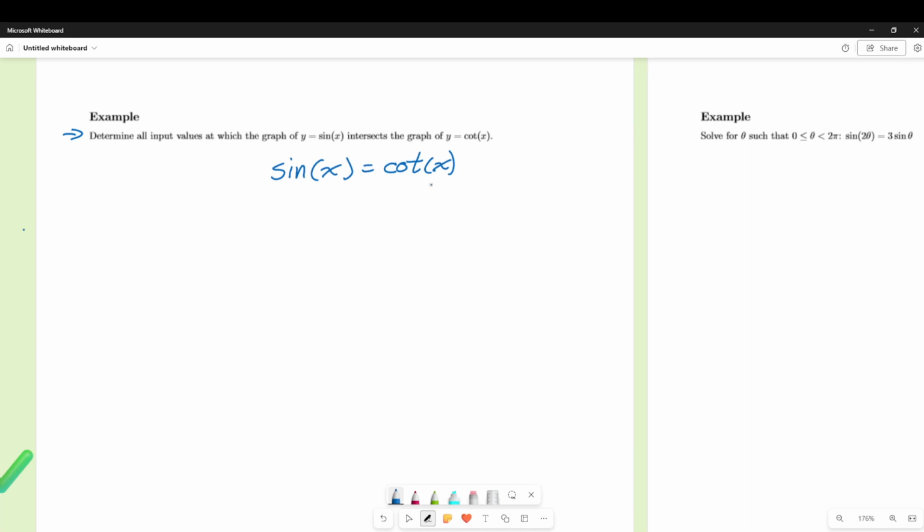Well, I don't like cotangents, so my first inclination would be to change that to 1 over the tangent of x. Well, I also don't like denominators, so how about we multiply both sides by tangent of x? Is that going to be helpful? I don't know. I'm just trying stuff. So those are going to cancel, equals 1. And I'm going to write this as sine x times tangent x equals 1.